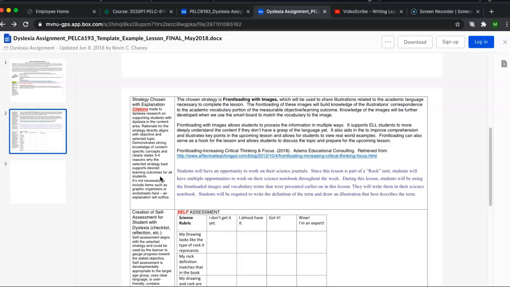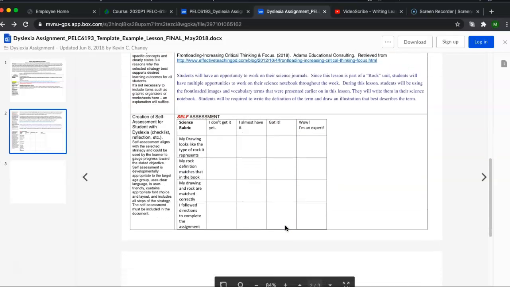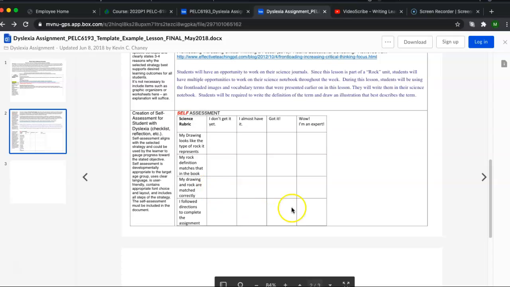So I'm looking for a description of the strategy, the rationale why you chose that. I'm looking for research and 3 to 4 reasons in this section. The student self-assessment goes here. And remember, this is for the student, and this should directly align with your objectives.